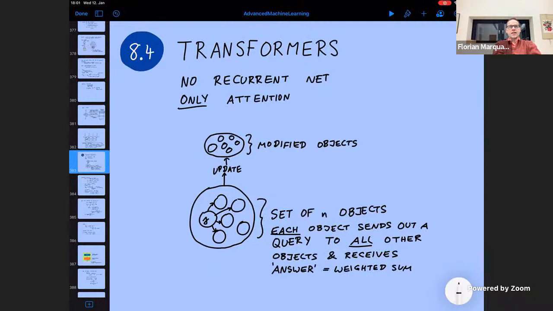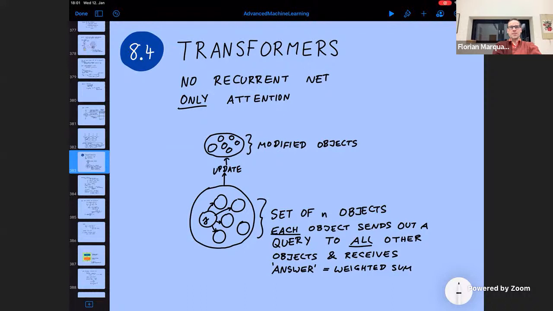So the idea is that you're still dealing with something like a sequence, for example, a sequence of words, or maybe more generally some collection of objects, which may be ordered in a sequence or maybe not. And you want to process this, and it's a variable size data set, so you don't know how many objects you're going to process, so you cannot use your usual standard neural network architecture. And so you don't want to use a recurrent network, you also don't use a graph neural network, you only use the attention mechanism.